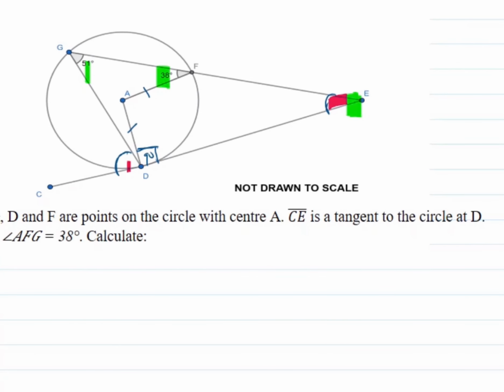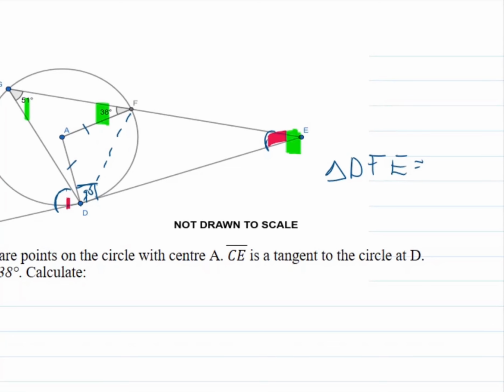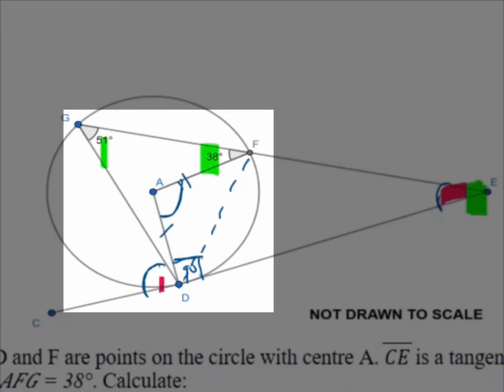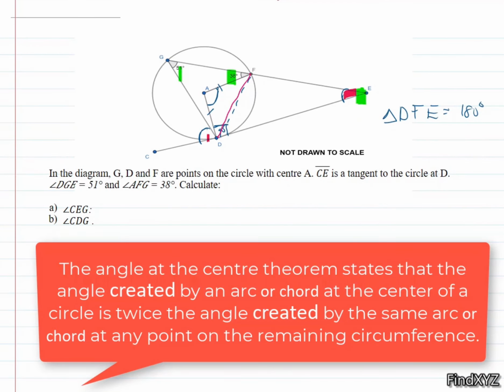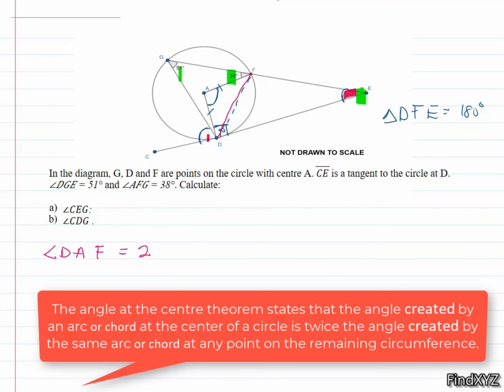We can also connect point D and F. After connecting points D and F, we realize that we've created triangle DFE. Take note, the sum of angles in a triangle add up to 180 degrees. Then we can apply the angle at the center theorem. Clearly, you can see the angle at the center, that is angle DAF. Then we have an angle at the circumference which is created by the chord DF. The angle at the center is always twice the angle at the circumference, and that angle at the circumference is angle DGF. So this is the angle at the center theorem.